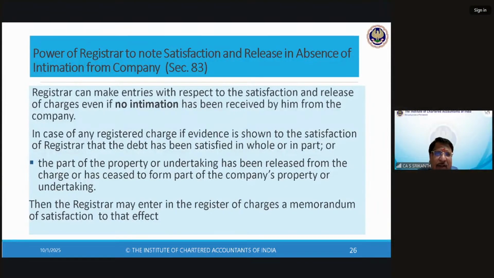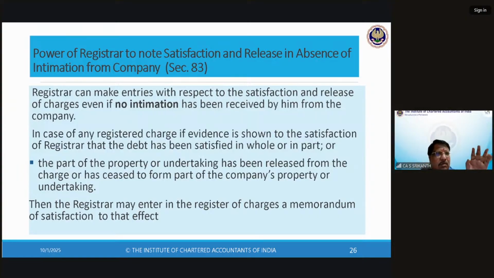Or the part of the property or undertaking has been released from the charge or has ceased to form part of the company's property or undertaking. So all this can be done. You have to beautifully prepare a covering letter, enclose everything, and make an application under section 83 to the registrar. Then the registrar may enter in the register of charges a memorandum of satisfaction to that effect. So your answer is only this. Mr. H is advised to approach the registrar under section 83. Then 1, 2, 3. That's all.